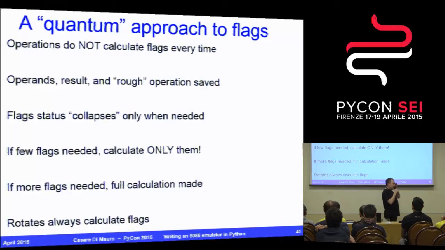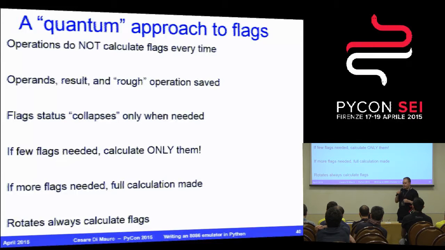So I decided to implement something different, what I call the quantum approach to calculating flags. Basically, when I do some operation, I don't calculate the flags. I only store the arguments, the result of the operation, and roughly the kind of operation which I made. That's all.